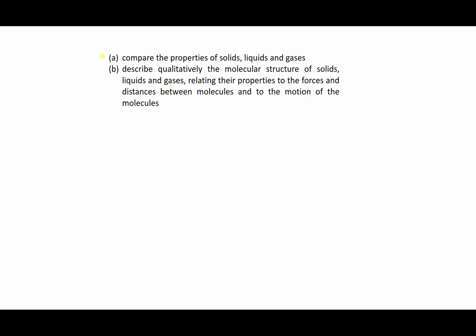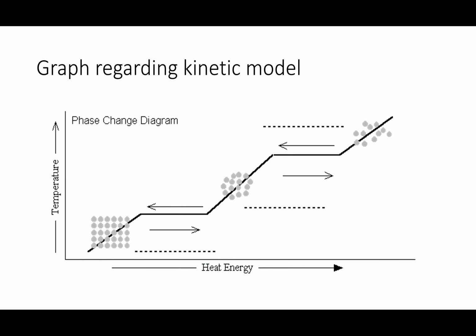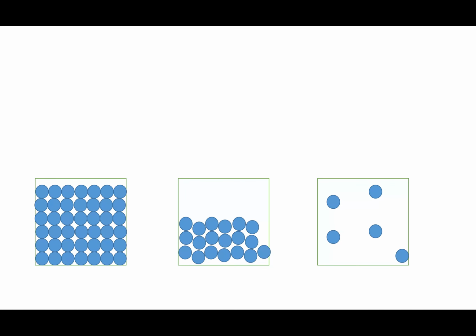Now, the first two things that we want to discover is comparing the properties of solid, liquid, and gases, followed by describing the molecular structure of solid, liquid, and gases. If you look at the next few diagrams that I made here, it should appear to you that this is solid, this is liquid, and this is gas. Intuitively this should come to you. This has been taught in Sec 2. If you have issues with this, you can come look for me again. I'm not going to go through this.